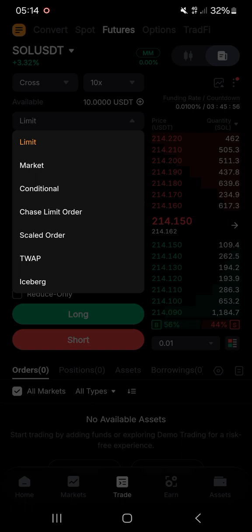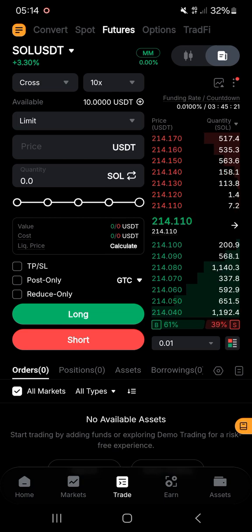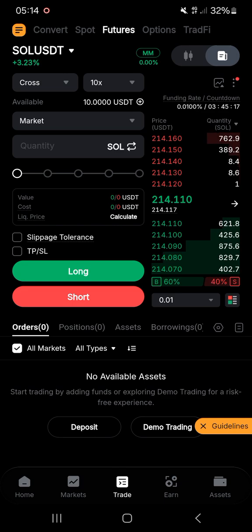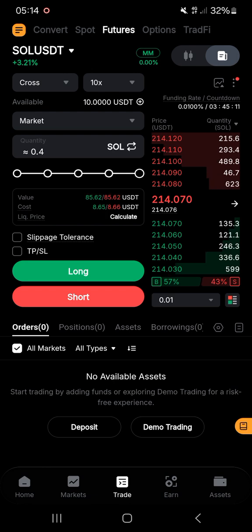We'll be using market order. Market order actually refers to buying at the current market price. So if Bitcoin is trading at $60,000, you buy it at that $60,000. All right, so that is what it actually means. So let's select the market order, then also include the quantity, then you can now long it.